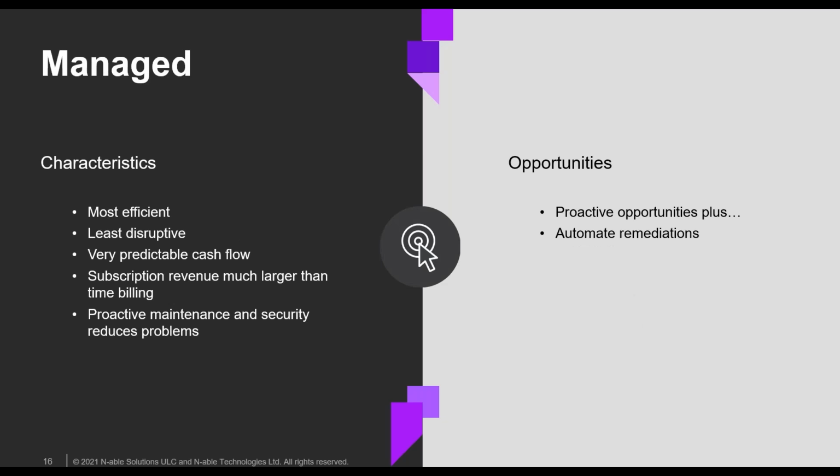Then we get to fully managed. Fully managed are top to bottom, all you can eat clients, right? These are our clients that we control everything. These are the most efficient. They are the least disruptive because now you're even creating networks and environments that are your standard. Okay, this is the most predictable of our cash flows. Okay, and when we say here subscription revenue is much larger than time billing, it should be 80% versus 20%, because that 20% is pretty much just out of scope and project work.